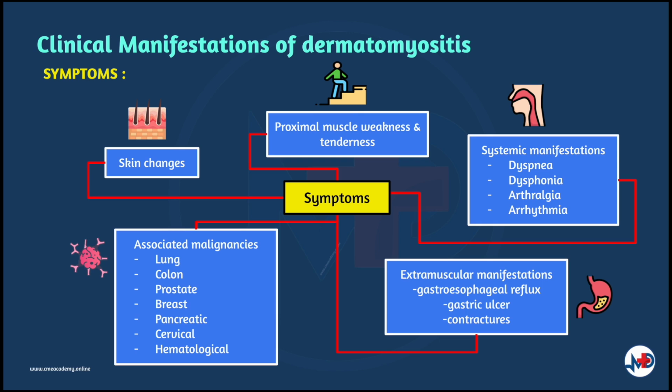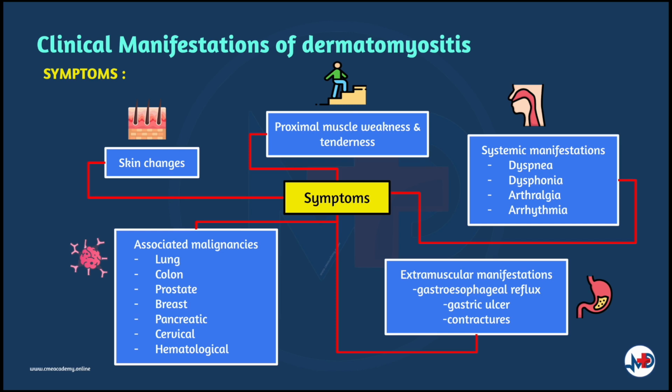Systemic manifestations such as dyspnea, dysphonia, arthralgia, and arrhythmia may be present in patients as well. Some patients also complain of extramuscular manifestations such as systemic disturbances, gastroesophageal reflux, abdominal pain due to gastric ulcers, and limited joint movement secondary to contractures.